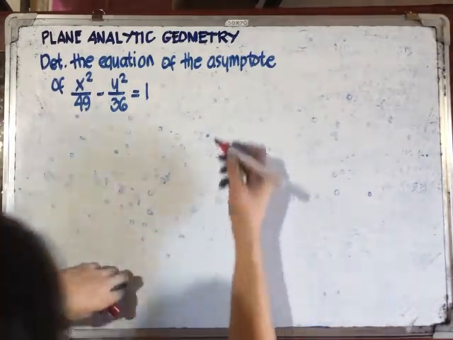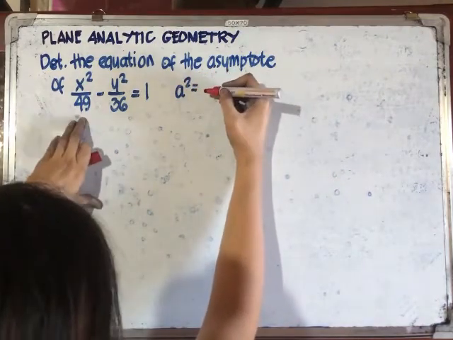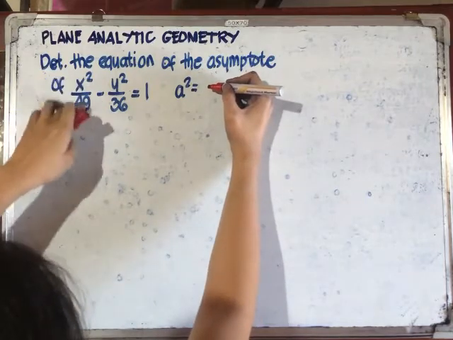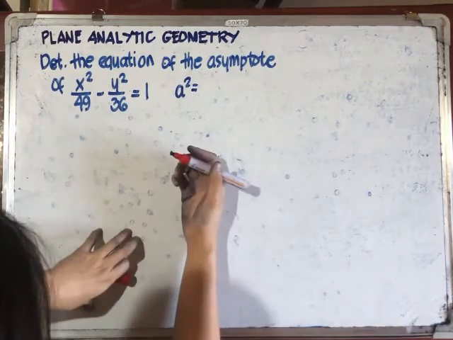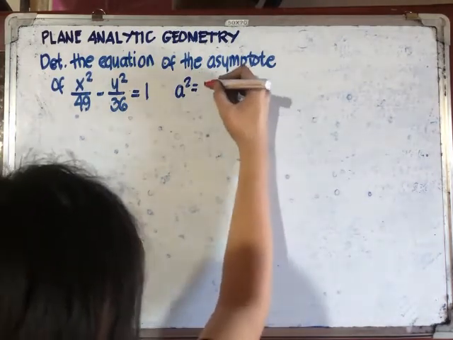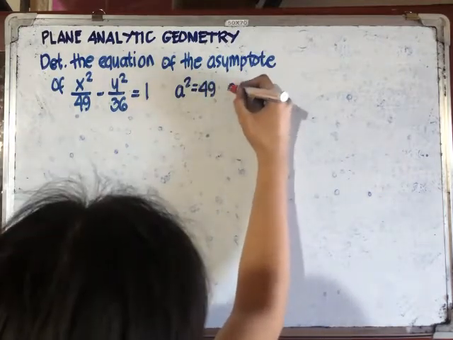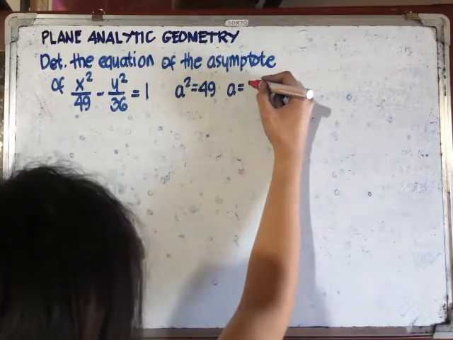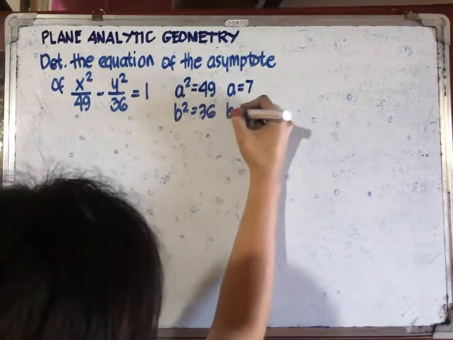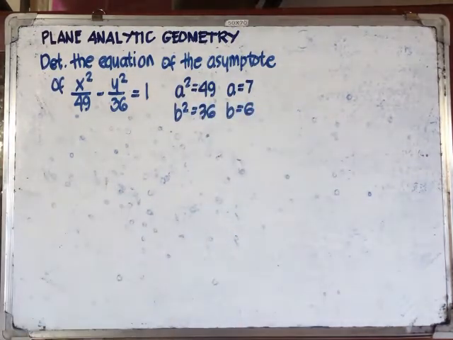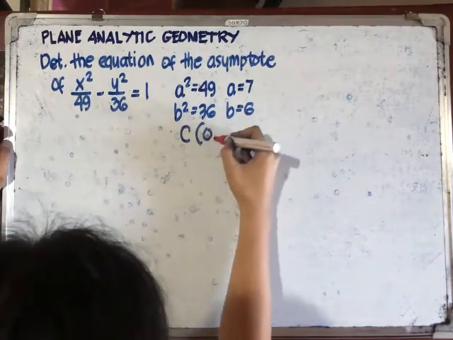So as we can identify our points, but we get first the value of our a squared. A squared is the positive, x squared ito. So, positive na, or the bigger one pa rin yung magiging x squared natin. Alright, so this is 49. And then, a natin therefore would be equal to 7. Then, b squared natin is 36. B natin is equal to 6. So, if i-draw natin siya ngayon, center natin pala is at 0, 0.